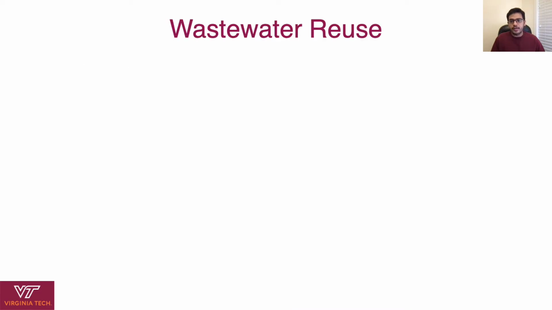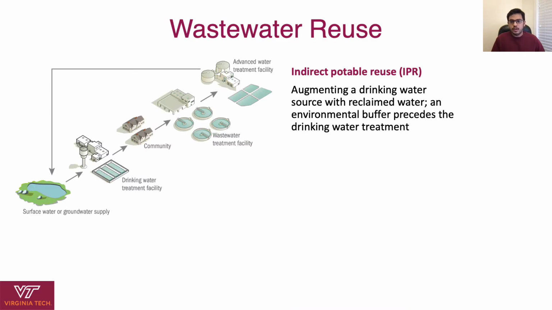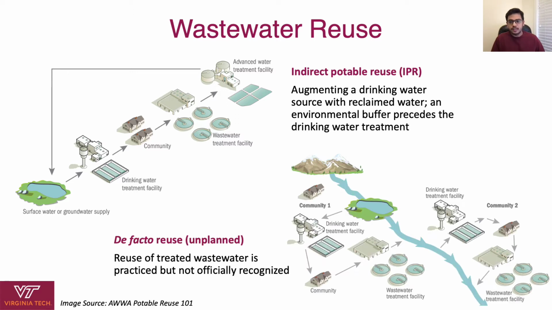There are two primary types of wastewater reuse. First one is called indirect potable reuse. This is a process of adding highly treated wastewater or reclaimed water to drinking water sources. The second type is called de facto or unplanned reuse. It occurs when reuse of treated wastewater is practiced, but it is not officially recognized. For example, unplanned reuse occurs when a drinking water supply intake is located downstream from a wastewater discharge.